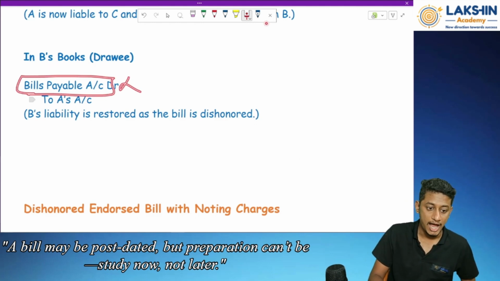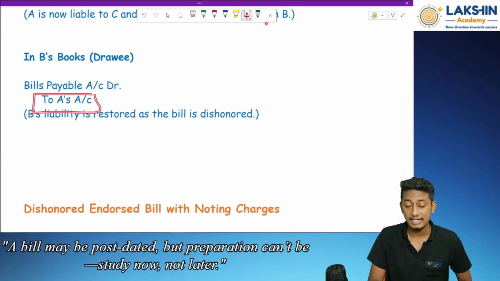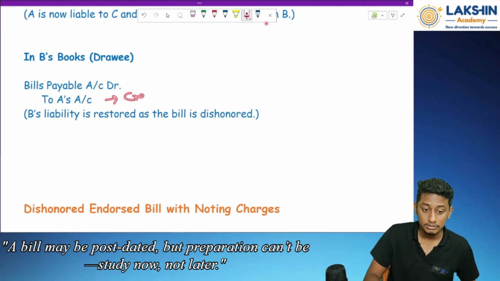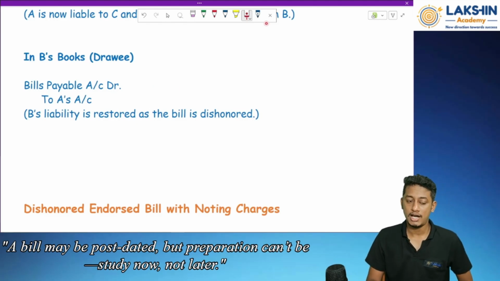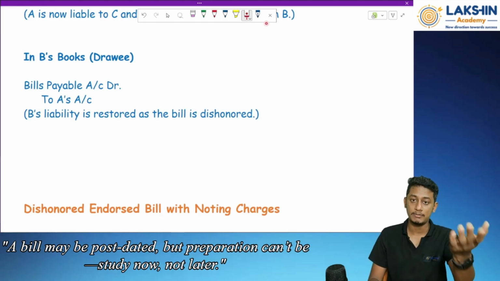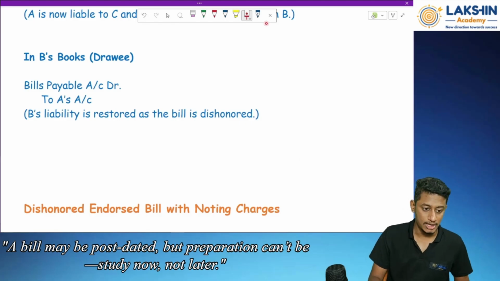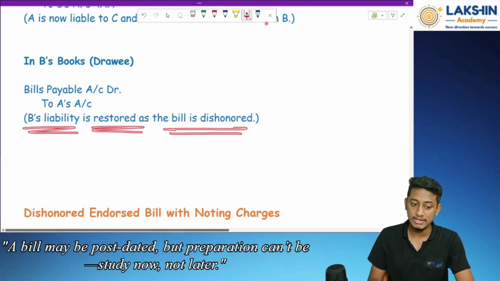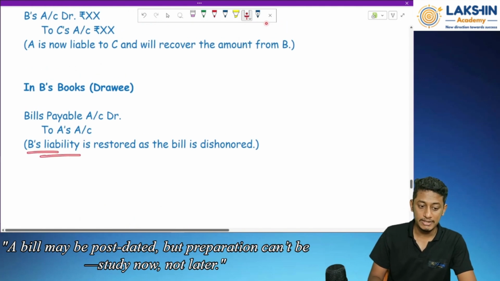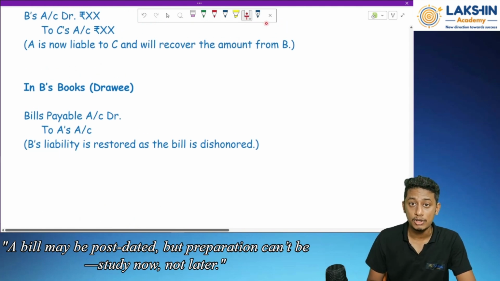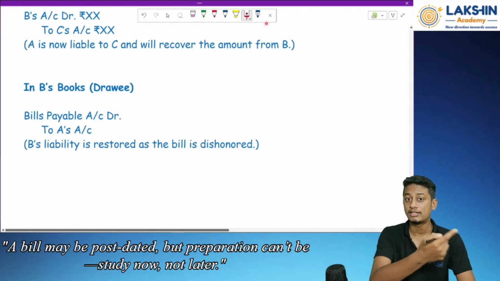Now, in B's book, I have debited the bills payable to cancel it off from the books of accounts, and Mr. A's account is credited because he will become my creditor in the books of accounts, right? Because Mr. B is supposed to pay the money, so Mr. A becomes creditor in the books of Mr. B. B's liability is restored as the bill is dishonored. In B's book, B was liable to make the payment to Mr. A.